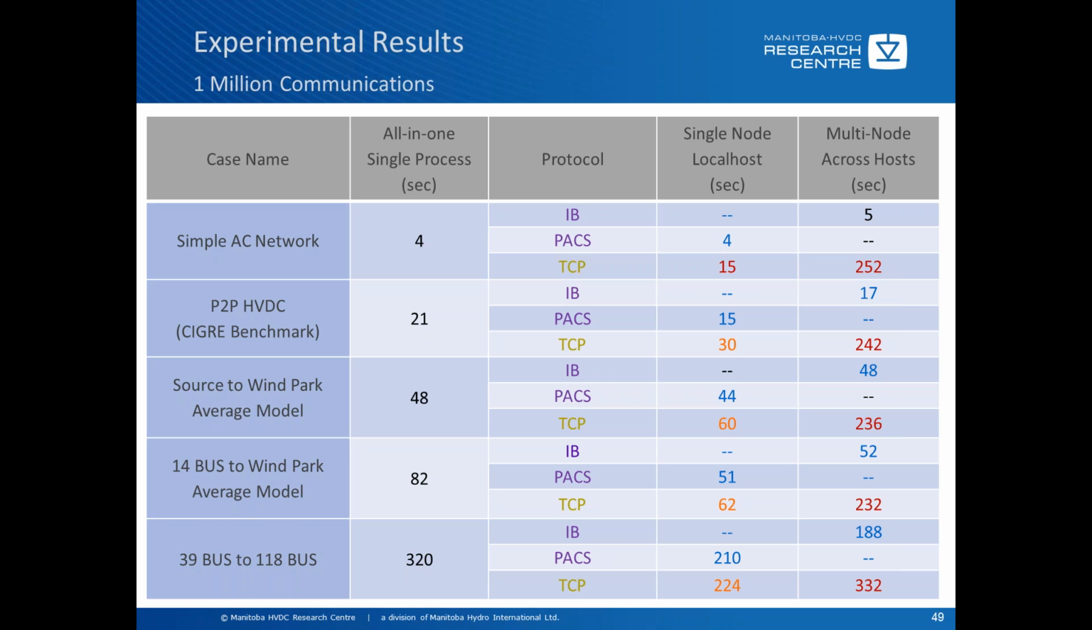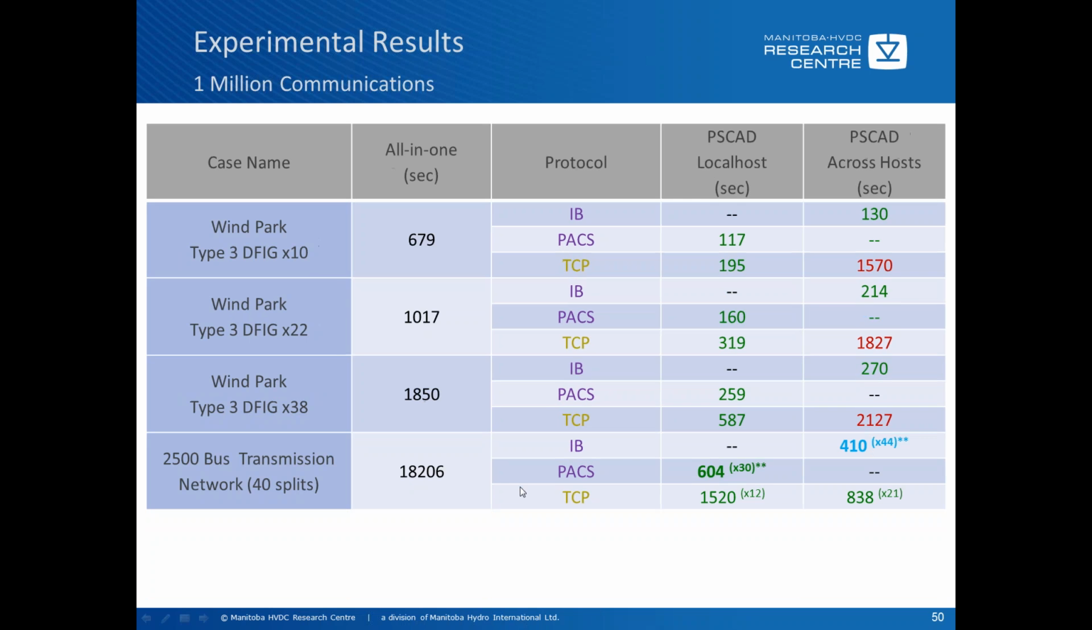So as I go down, we have a simple AC network, we have the secret benchmark DC link that I just showed in my presentation on PSCAD. Then we have a couple of wind park mixed models, and then we use some 39 bus to 118 bus. We go down further, we scale it up now. Now we can get to some real benefits.